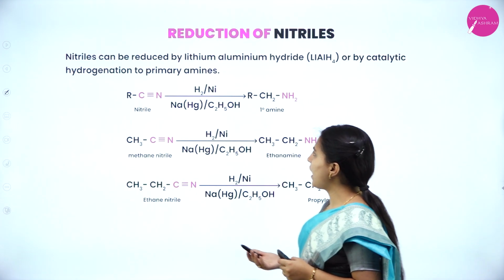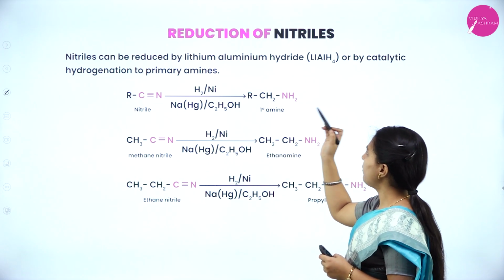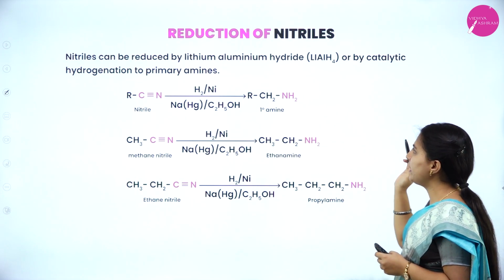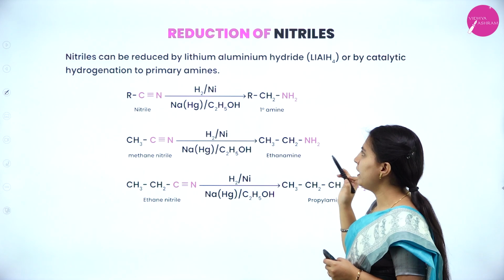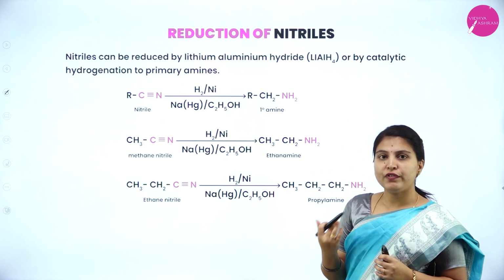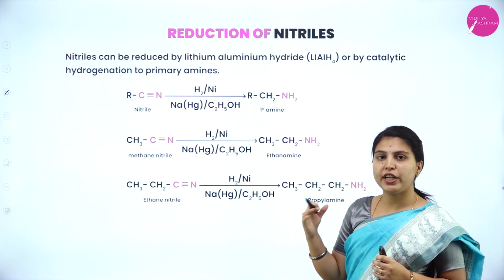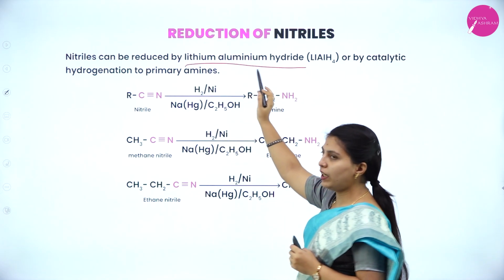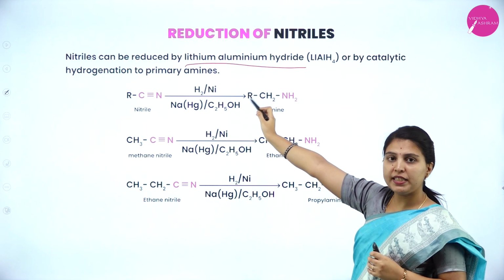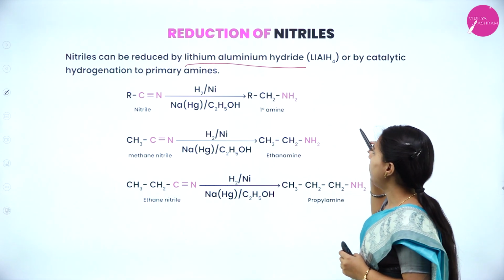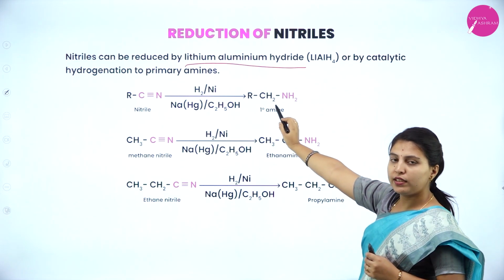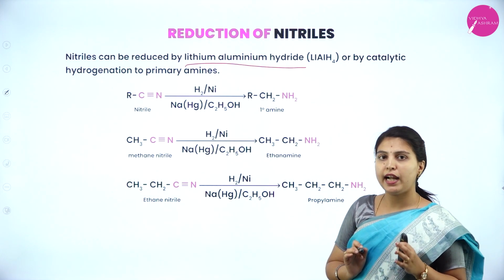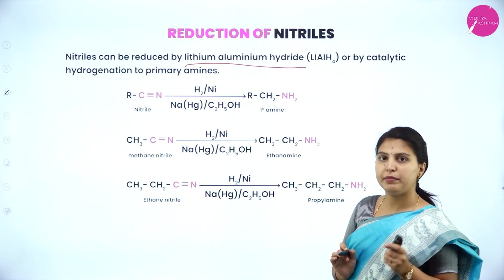Okay, nitriles can be reduced by lithium aluminium hydride or by catalytic hydrogenation to primary amines. Here, reduction of nitriles means nitriles are reduced by using a reducing agent, that is lithium aluminium hydride. We know it is a best reducing agent, or without using this one they can use the catalytic hydrogenation process to form primary amines.